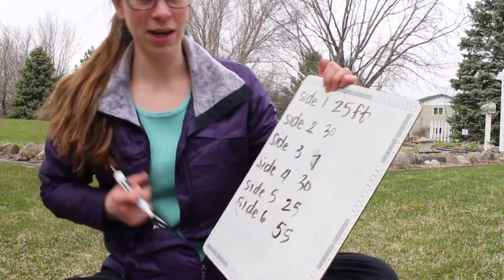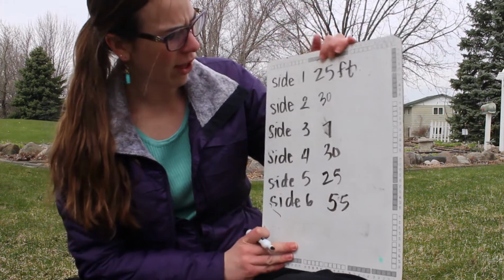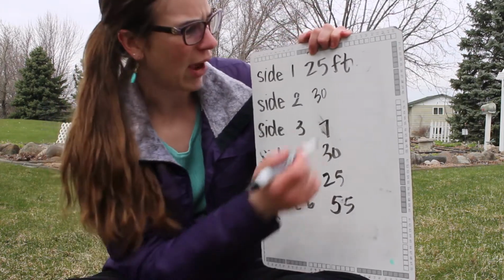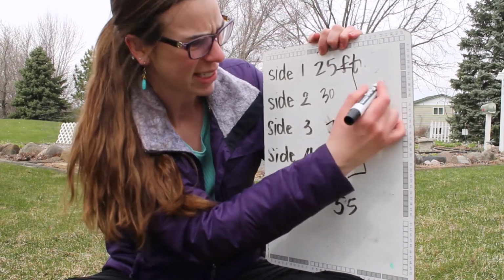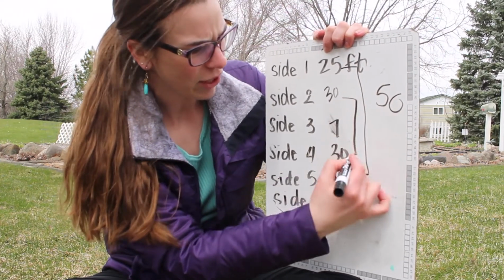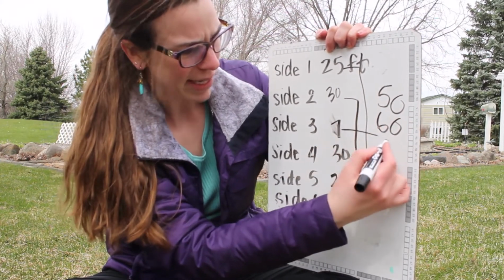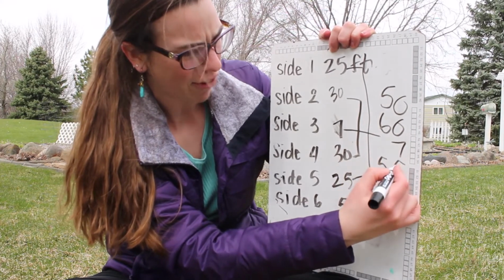Alright, so now I'm going to add it all up here. Oh, and I'm definitely warm here. Alright, so first I'm going to number bond some of these together. I can see here that 25 and 25 is going to be 50, and then 30 and 30 is going to be 60. Can't forget my 7, and then another 55 here.